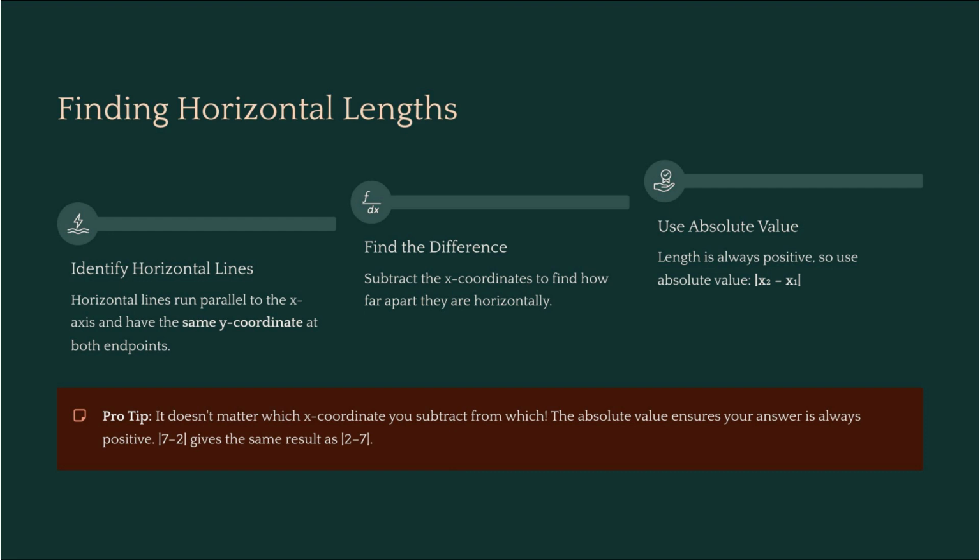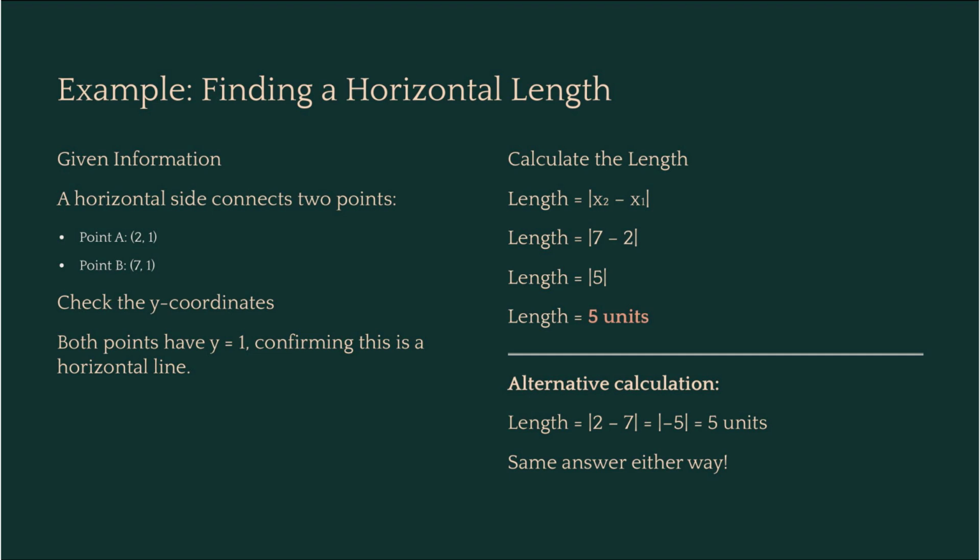Let's look at horizontal lines, which run parallel to the x-axis. Since the line is flat, the y-coordinate stays the same. To find the length, you only need to look at the difference between the x-coordinates. For instance, if a side goes from x equals 2 to x equals 7, the length is 7 minus 2, or 5 units. We use the absolute value sign because distance can never be negative, so it's the absolute value of x2 minus x1. Let's apply that rule.